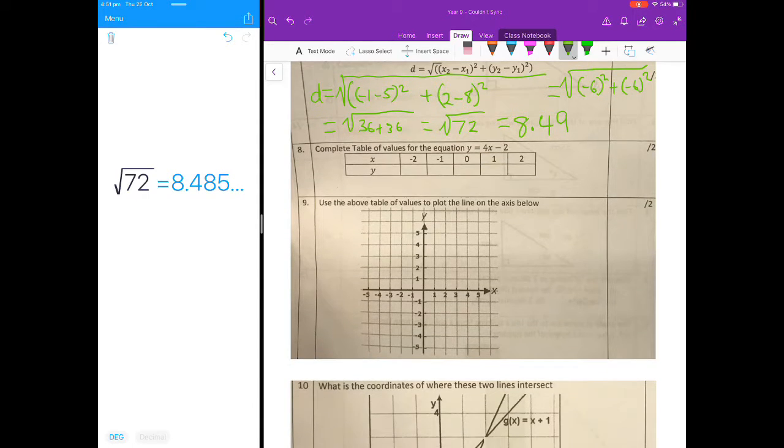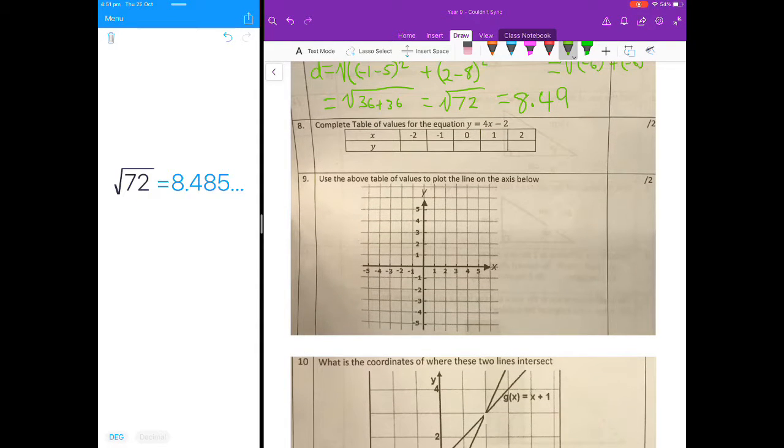Next one, something we've done lots of times, completing tables using an equation. We are just looking where the x is and subbing the number in. So for our first one, we're going to have minus 2 in there. So y equals 4 times minus 2, which we know is going to be minus 8 minus 2, which is minus 10. So let's throw him into the table, and then we're going to look at our next number.